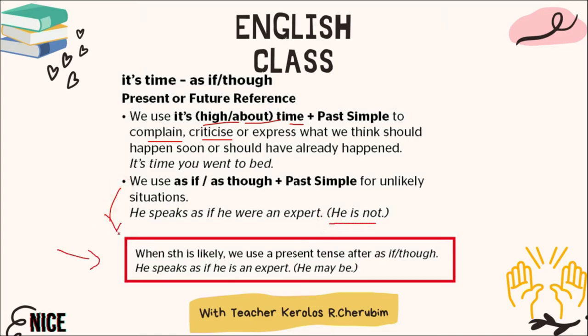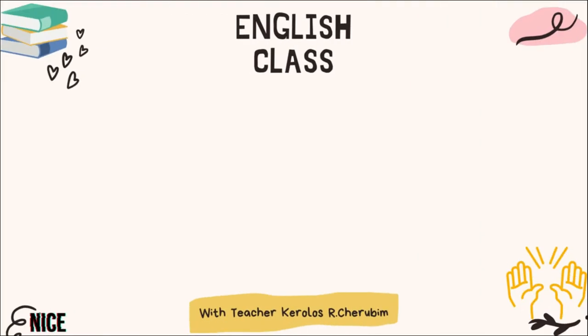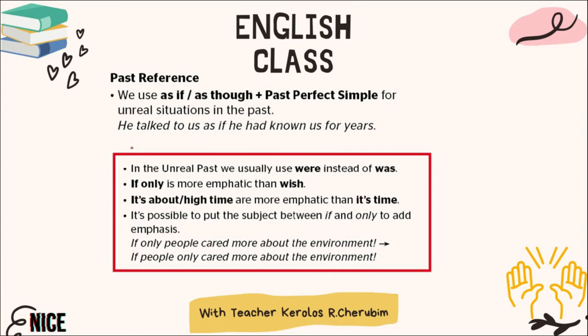Pay attention in this case. If you want to talk about something which is likely to happen, we use a present tense after as if or as though instead of the past one. He speaks as if he is an expert. That means he might be an expert. Okay?